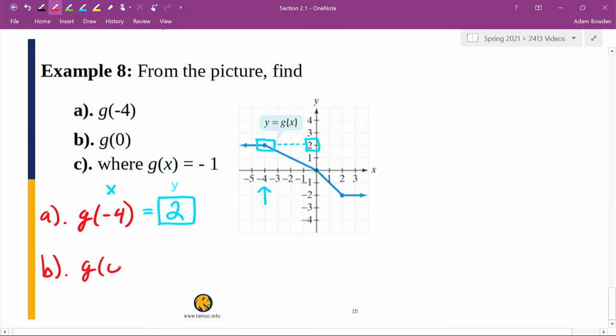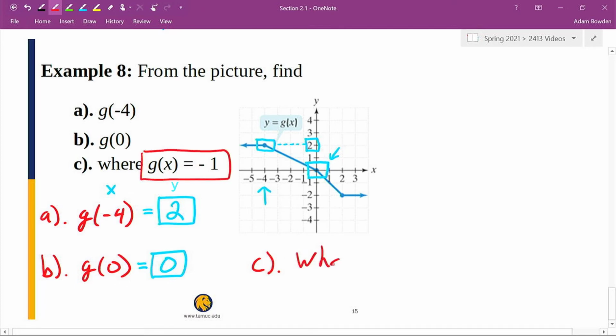For g of 0, we'll look at the number for x where it's located at 0. And we see that over here, and we notice that the y value is also 0. So g of 0 is also equal to 0. Now the last part says where g of x is equal to negative 1. So we want to know, what is the x value?